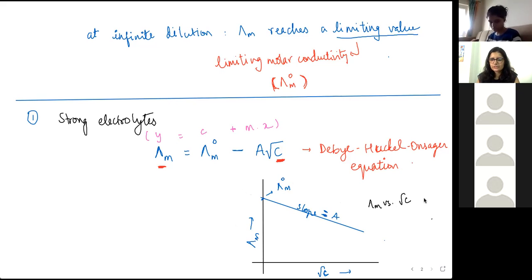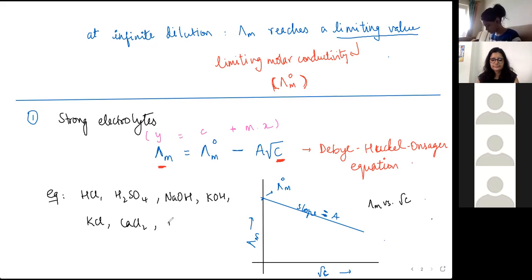Do you know what some of the strong electrolytes are? What will you apply this to? HCl, H2SO4, NaOH, KCl, things that can dissociate easily. Think of strong bases, strong acids, salts. KOH, calcium chloride as well, Na2SO4. These are strong electrolytes. Clear? After this, we will discuss weak electrolytes. Let me know when you guys are ready, and then we'll go ahead.